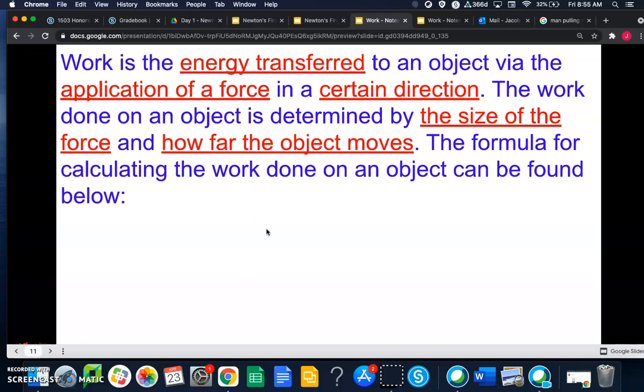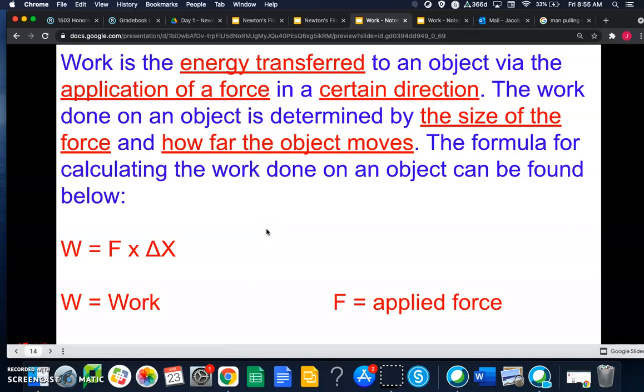The formula for calculating the work done on an object can be found below. So that's work equals force times change in position, or W equals F times delta X. So W in this stands for work, F stands for the applied force, and delta X is the change in position.